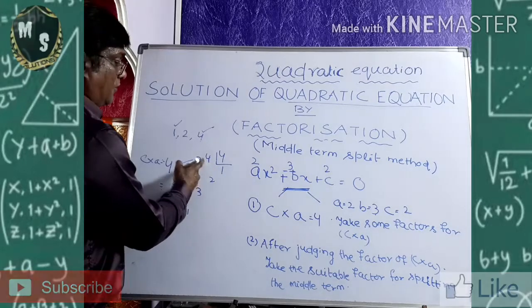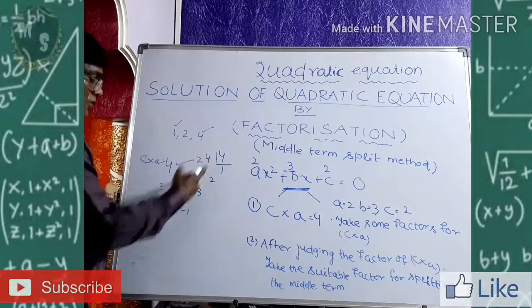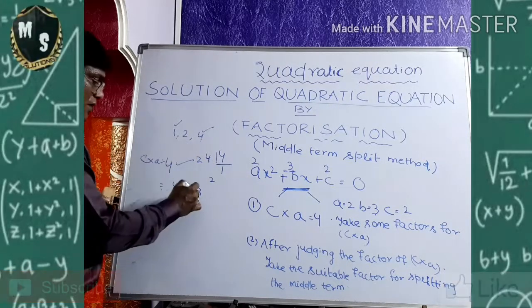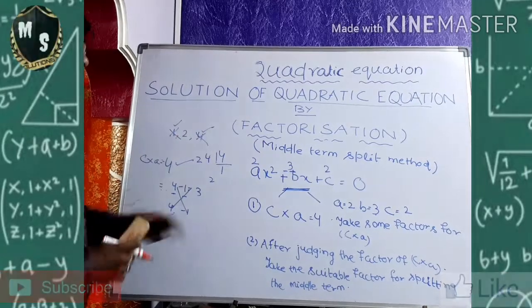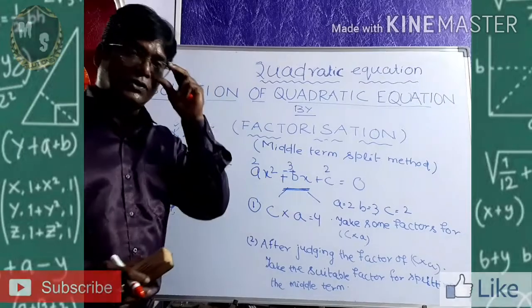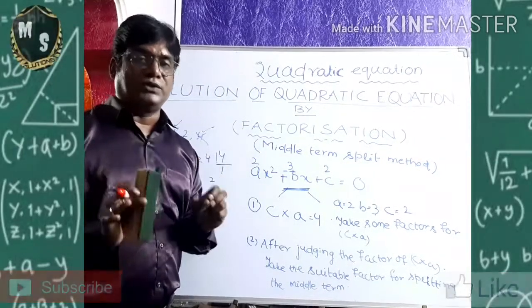Minus 1 is not a factor of 4. See, 1 and 4 are factors of 4, but here minus 1 is not there. So I cannot take these two factors to split the B. Understood? So you have to judge the suitable, appropriate factor.